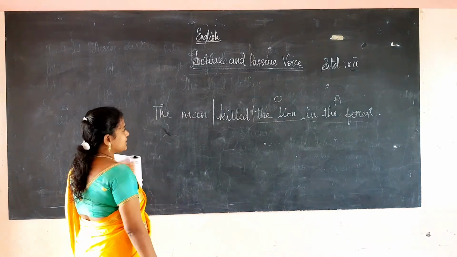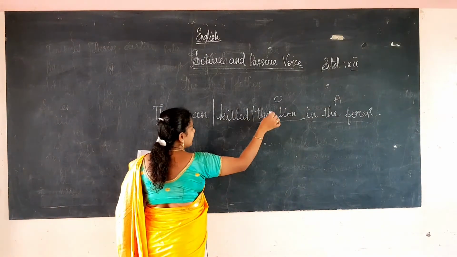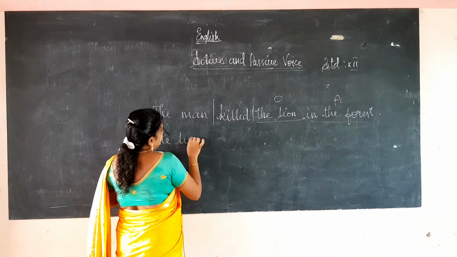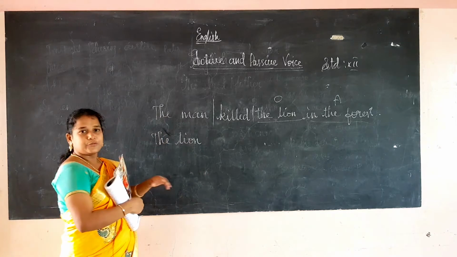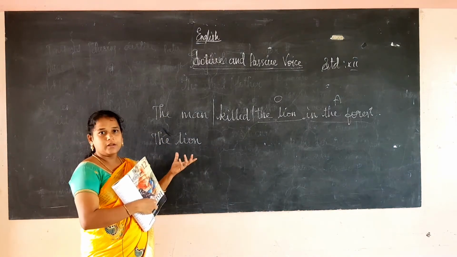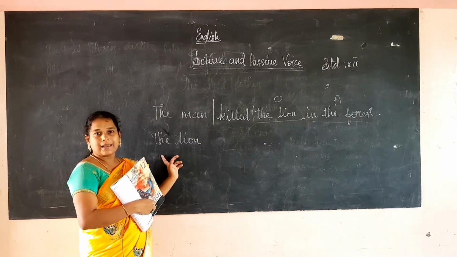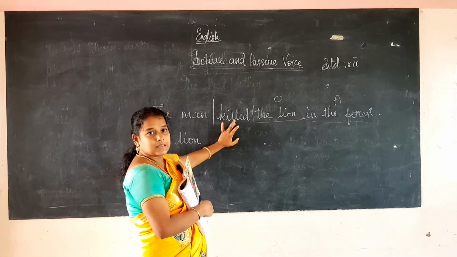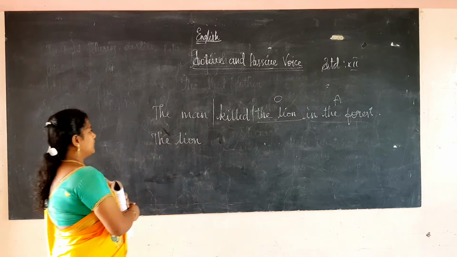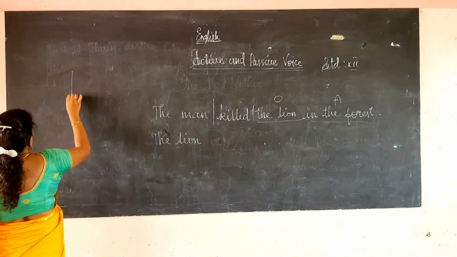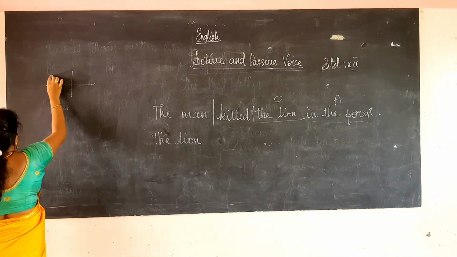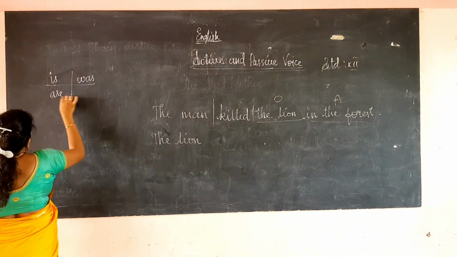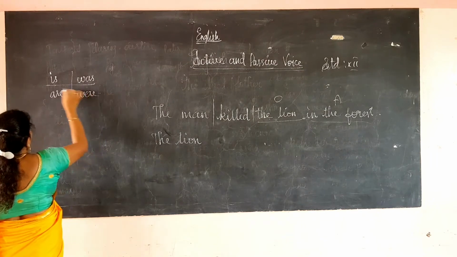First and foremost, we have to take the object in the place of the subject. So, the lion. Then we have to supply the auxiliary verbs according to the subject. Lion is singular. Then we have to concentrate on the tense. Killed is a past tense. So, I have to divide like this. It is a simple way: is, was, are, were.